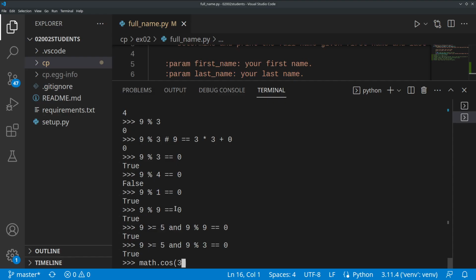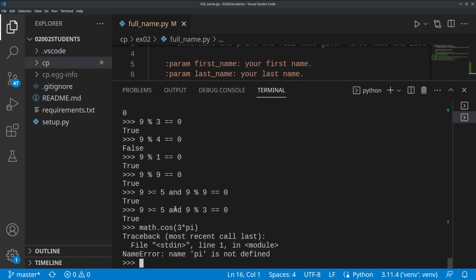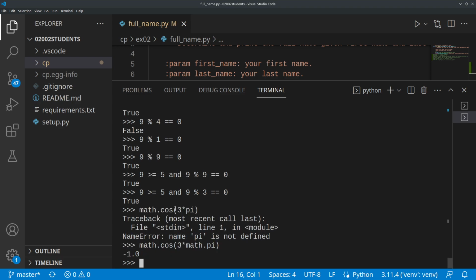So let me start by computing the cosine. Oops, I forgot to type math. Yeah, so you're probably also going to see this more than once. I know that I have, certainly. So let's check if this is a positive number.